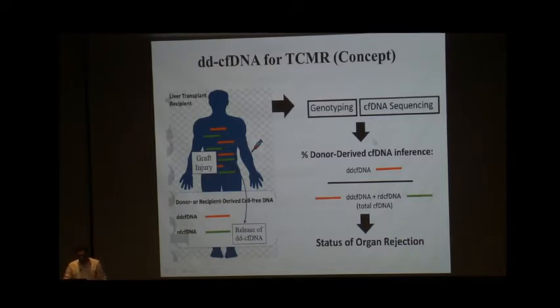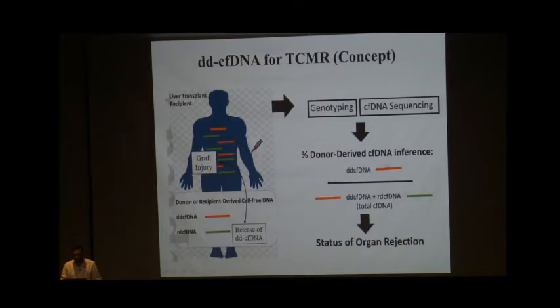Now, we can do genotyping, mainly through NGS, but the other method is by short tandem repeats, that is by microarray technique. So by these two techniques, we can differentiate which part is donor derived and which part is recipient derived. And they use a calculation, donor-derived cell-free DNA as a proportion of total cell-free DNA. And obviously if there is more graft injury, there will be more donor-derived cell-free DNA.